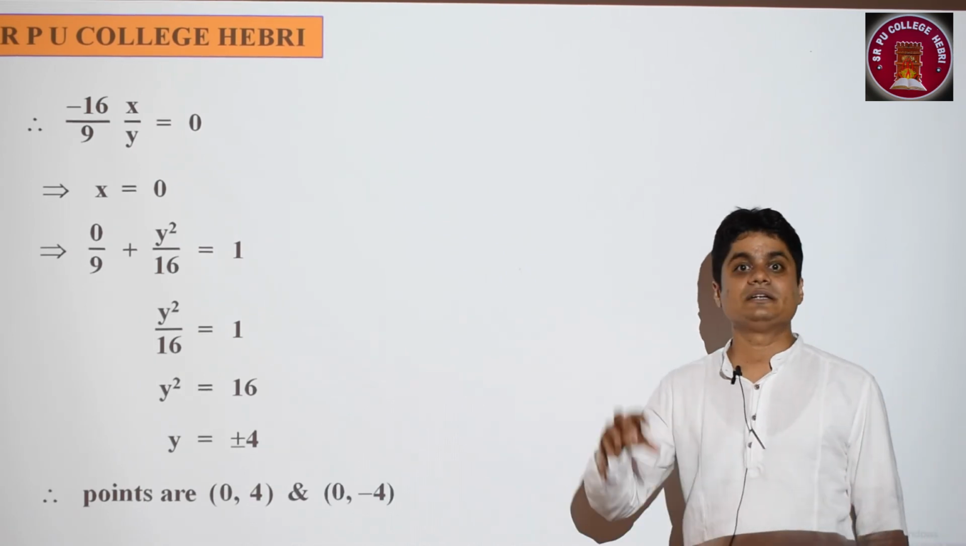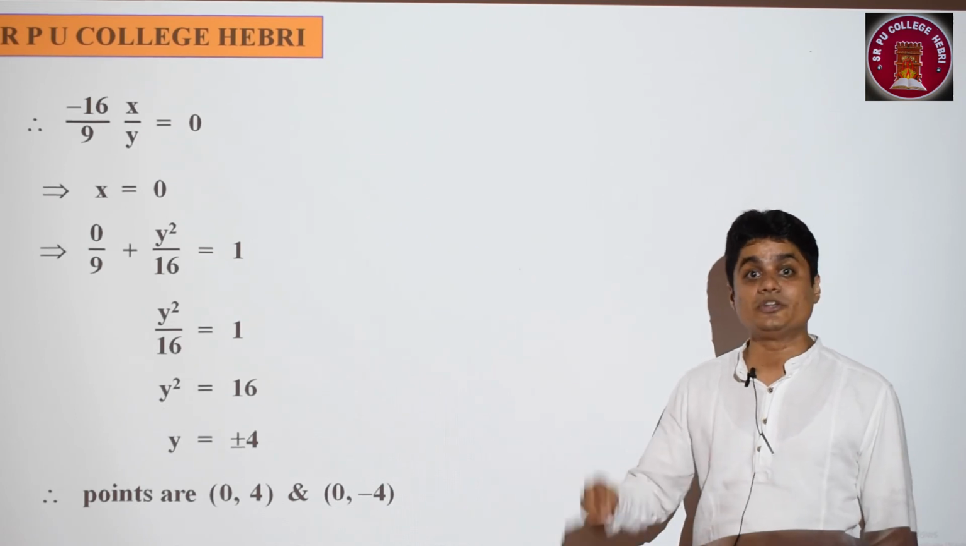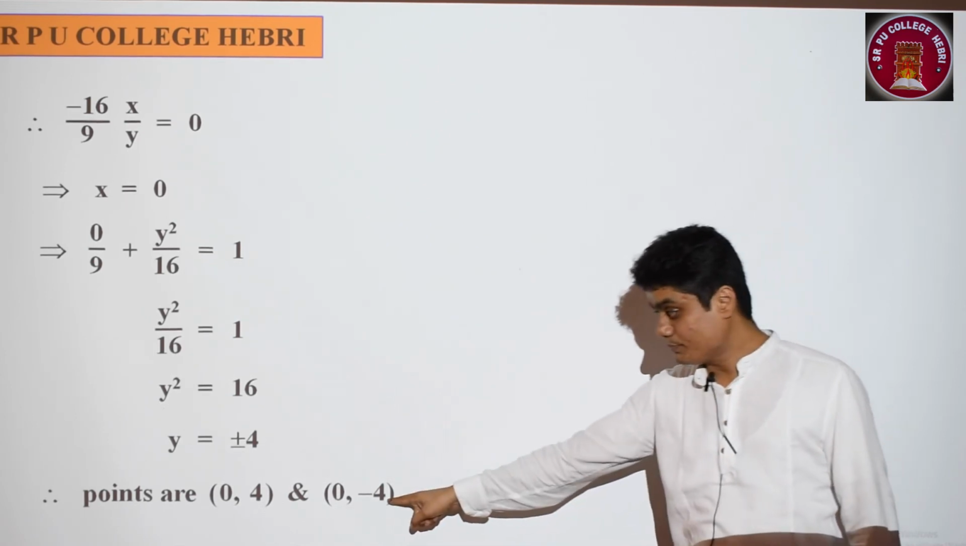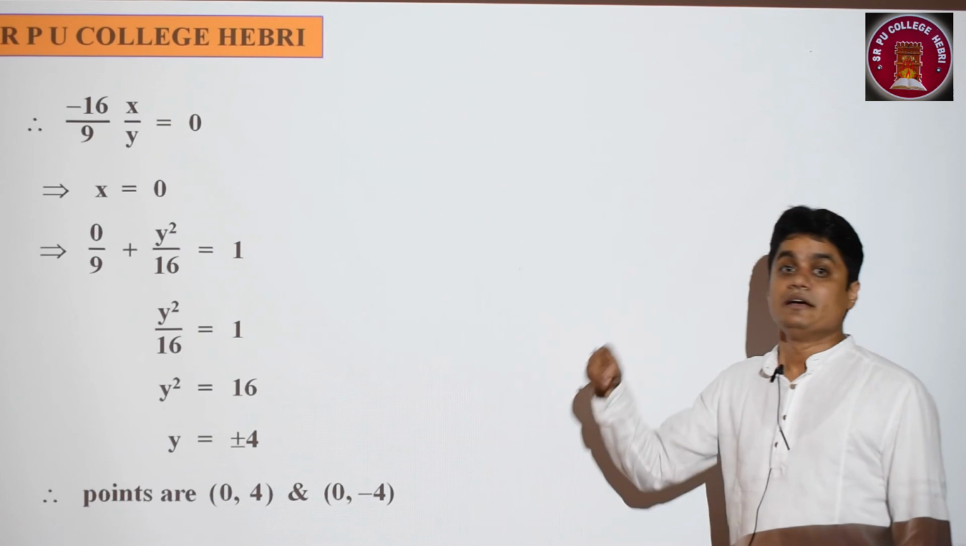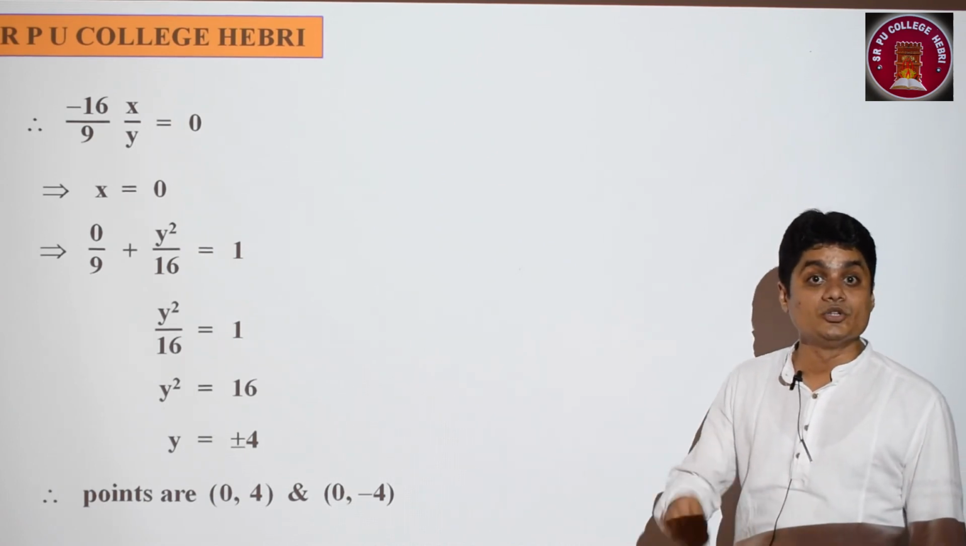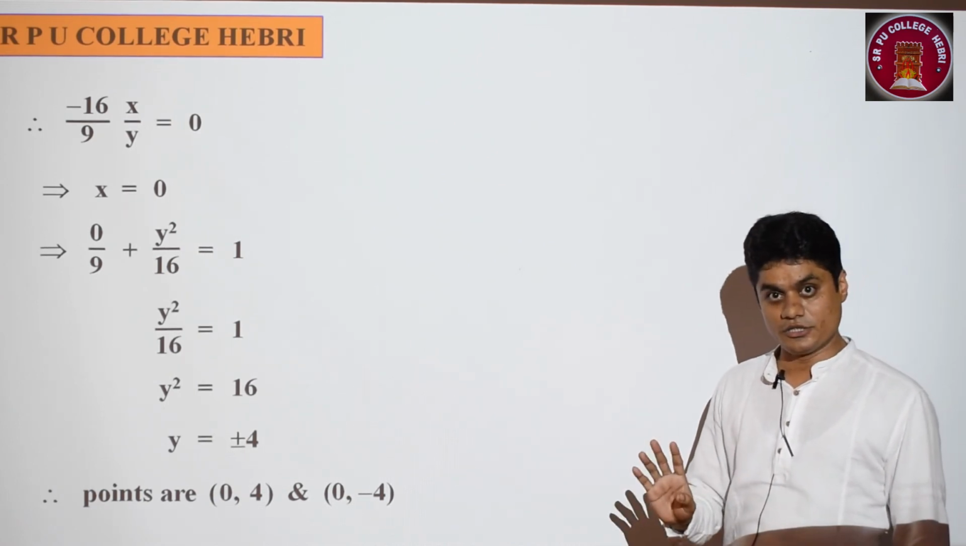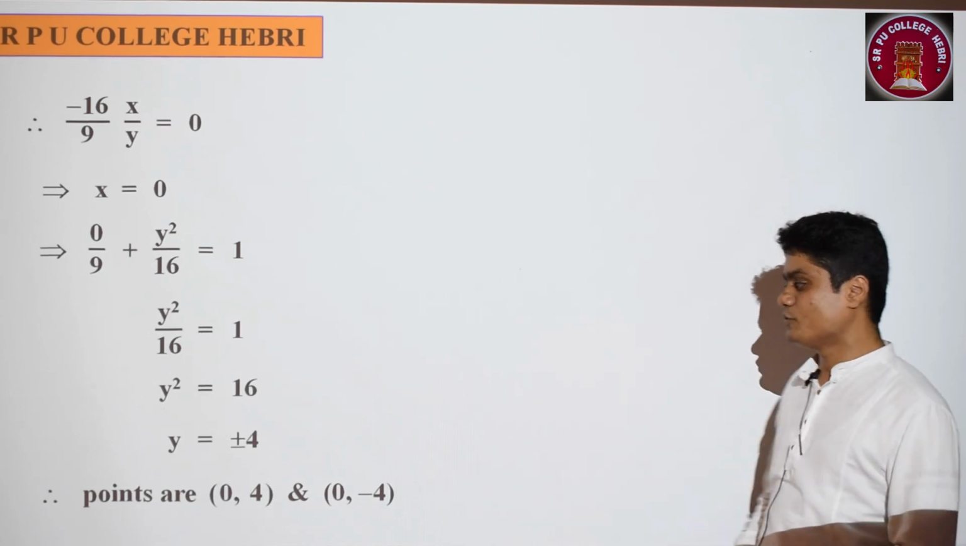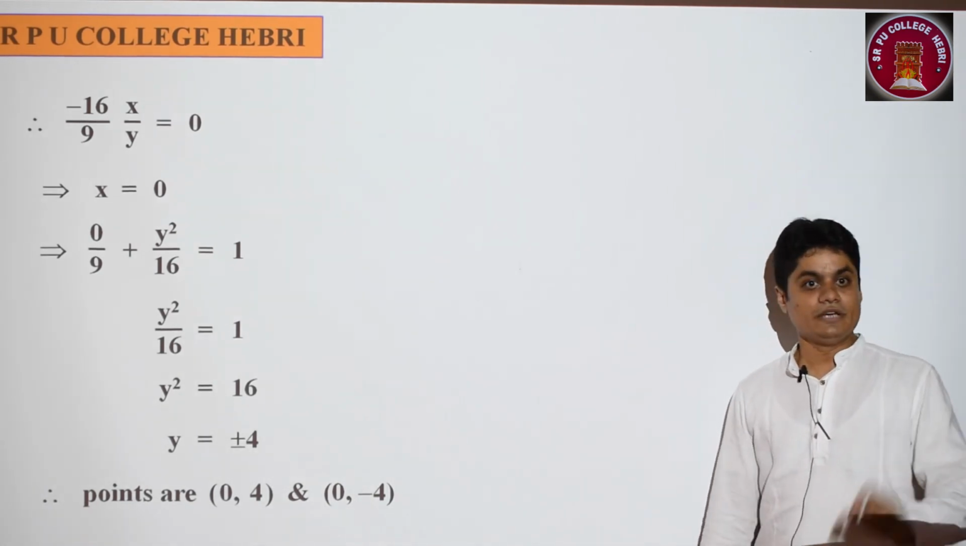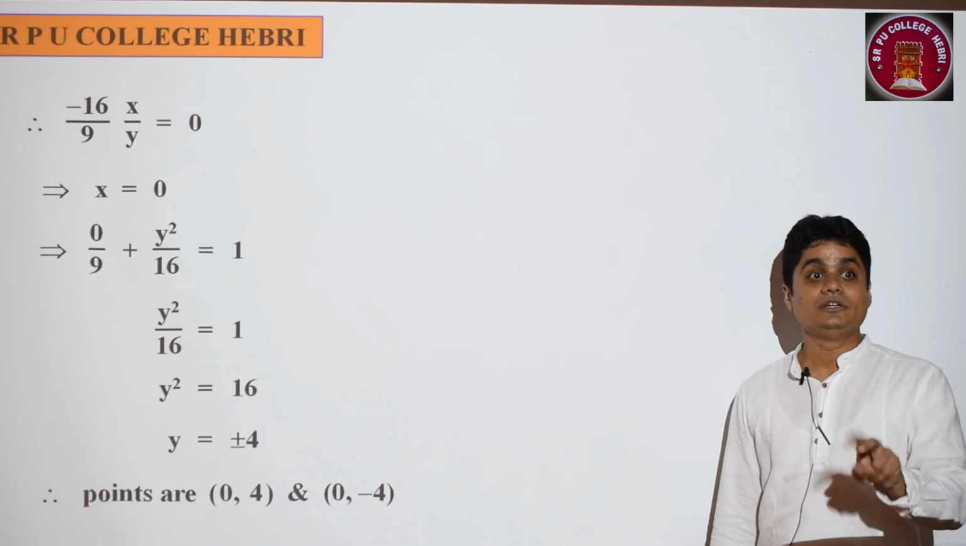So the question is to find the points on the curve where the tangent is parallel to x-axis. Remember, out of two parts, one part is over, which is the points on the curve where the tangent is parallel to x-axis. Understood? So what are the points? 0, 4 and 0, minus 4. We have one more question: parallel to y-axis.